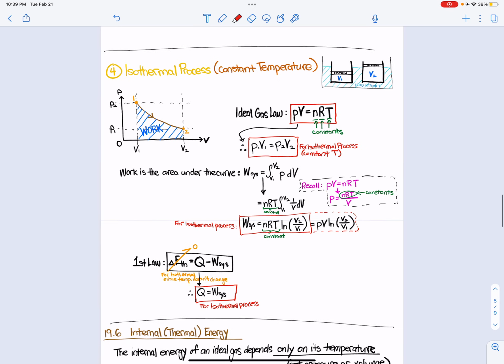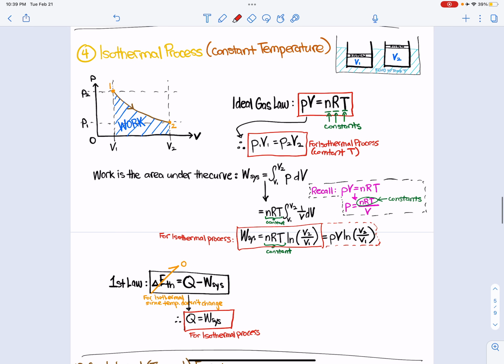And the final process we're going to talk about is the isothermal process. That just means a process with constant temperature. As you can see here, we're on the same isothermal curve, so our temperature at state 1 is the same as our temperature in state 2. If we look at the ideal gas law, PV equals nRT, because our temperature, R, and n are constant, for an isothermal process we can say that P1 times V1 is equal to P2 times V2, because they're all equal to nRT.